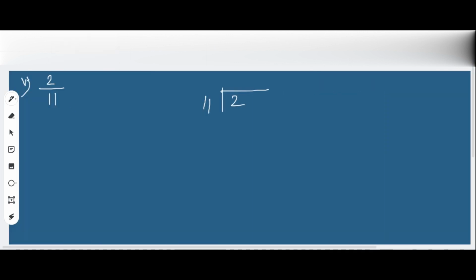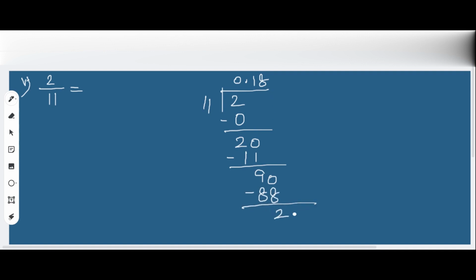And then the next question, 2 over 11. So is it terminating or non-terminating? Just divide and check. So how many times? 0 times. So 2 minus 0 is 2. Keep on decimal. 11 ones are 11. Then 9. 11 eights are 88. Then 2. Observe the question. The divisor and remainder are the same. So again the 18 keeps on going.